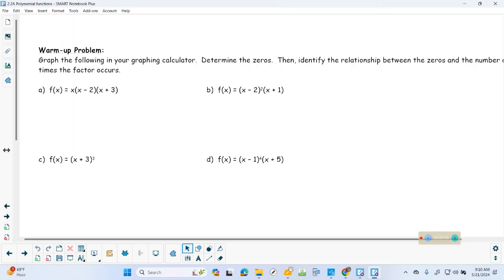So first, let's take a little warm up here. Graph the following in your graphing calculator, determine the zeros, then identify the relationship between the zeros and the number of times the factor occurs. So let me give you a minute. I'm going to pause it. You guys type those into your graphing calculators. You can put them all in your y equals screen at once, and we'll take a look at the graphs.